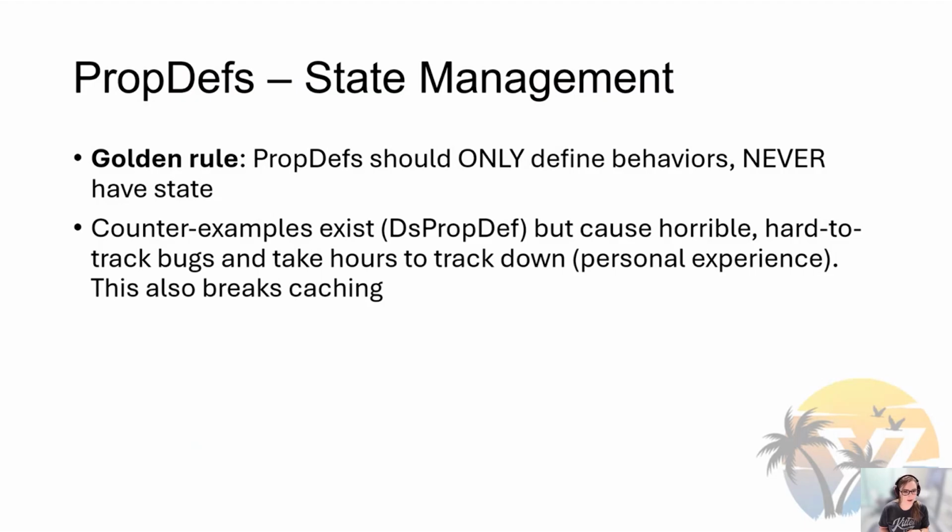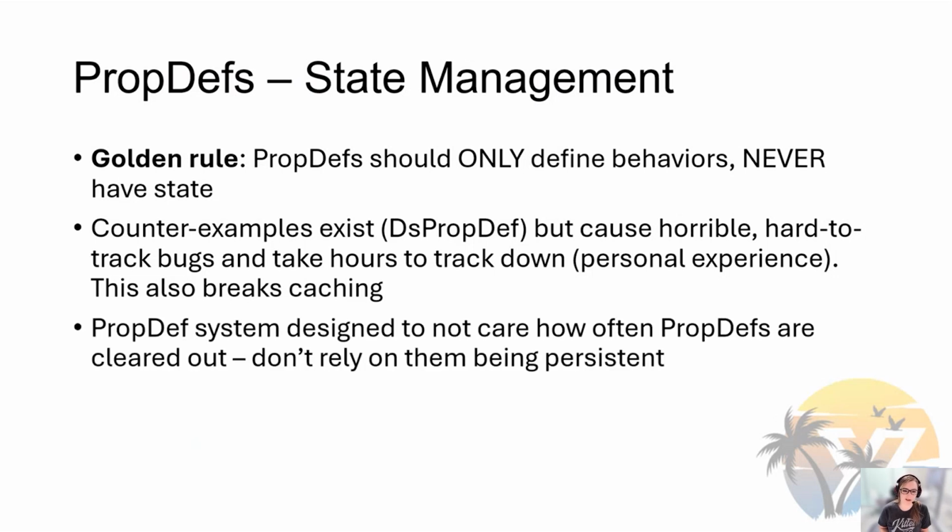There are counterexamples in Configura code. They're not good. Do not use these as a valid example. ds-propdef alone has caused me many, many hours of bug tracking. And it also breaks caching. So do not store state on your PropDefs. The PropDef system is designed not to care about how often PropDefs are cleared out or when they are, so don't rely on them being kept around and persistent. If you try to store information on them, you will never know when it's going to clear it out and where that information is going to go, when you'll have to put the information back on, etc.